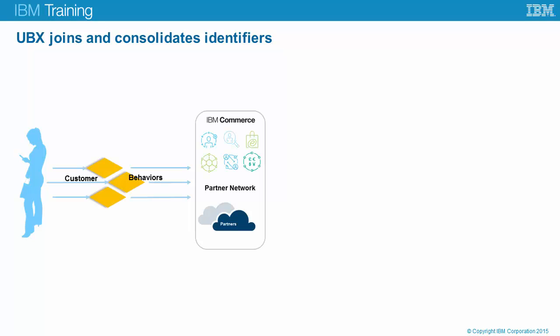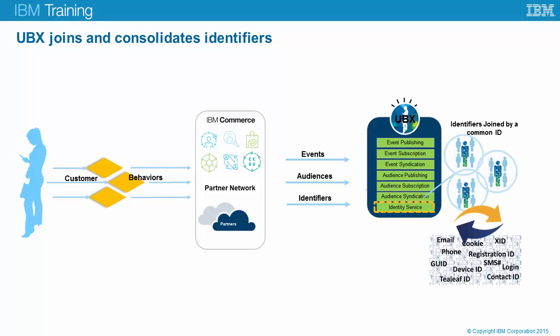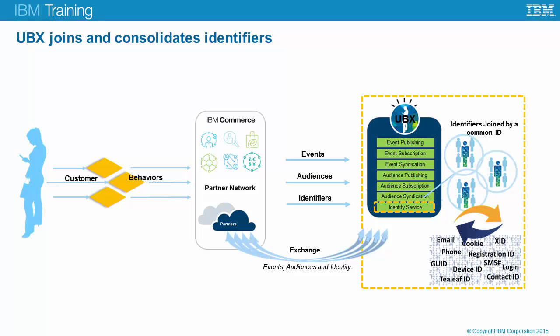As UBX receives customer events, UBX attempts to join the incoming identifiers with identifiers that exist in its identity database. Over time, the UBX Identity Service joins unique identifier information that might be common across multiple applications that you define as UBX endpoints within the same user account. The result provides a continuous and evolving view of the customer in multiple contexts.